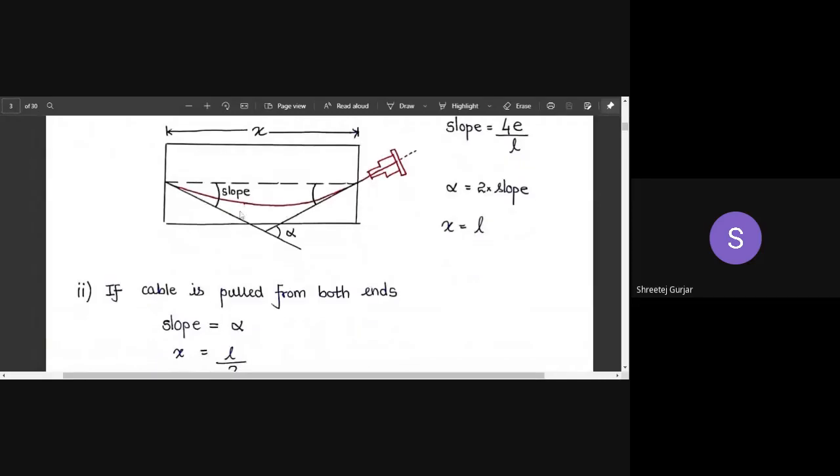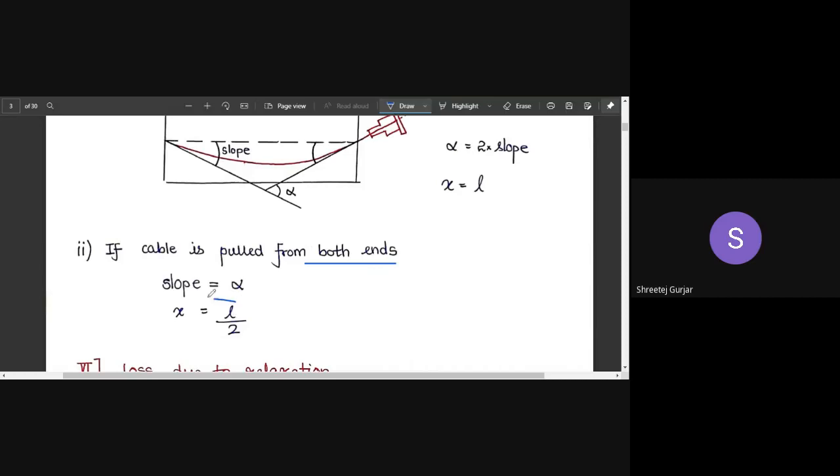But when you have jacks at both ends, you have one more jack at the other end, so totally from both ends you are pulling your cable. When that is the condition, X is equal to L by 2 and slope is equal to alpha. Slope is directly equal to alpha, but earlier it was 2 times, and X was equal to L. So the conditions have changed. Remember, depending upon the number of jacks used, your values of alpha and X will vary.